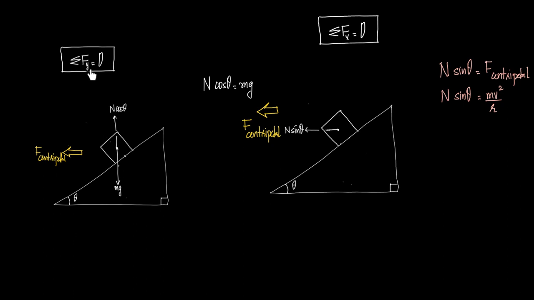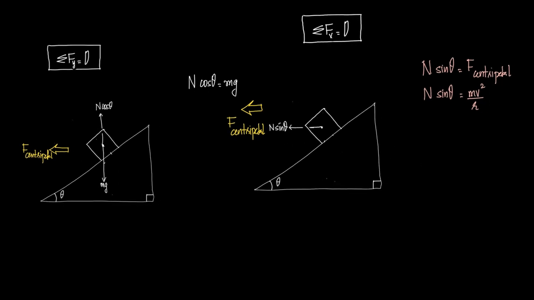Now if sigma Fy is equal to 0, let us resolve the normal force into n cos theta and n sin theta. So we have n cos theta and mg along the y direction, right? So if we were to write the equation here, we can write that n cos theta minus mg is equal to 0. Therefore we can say that n cos theta is equal to mg, right? This is what we get for sigma Fy is equal to 0.